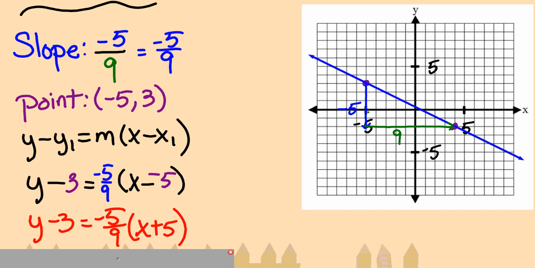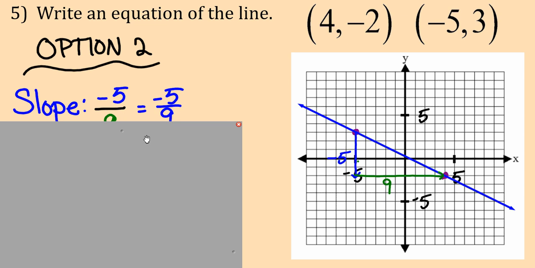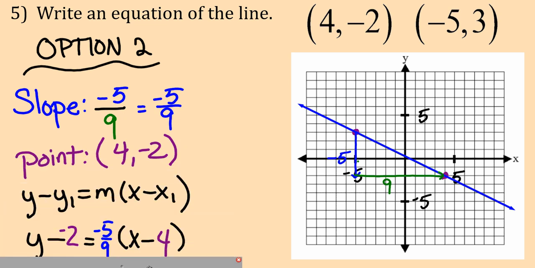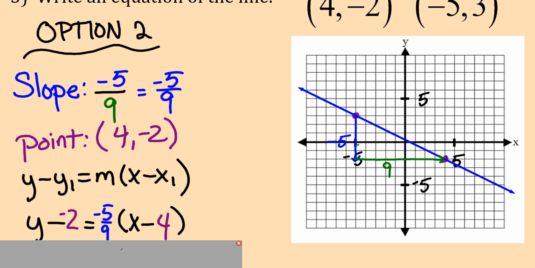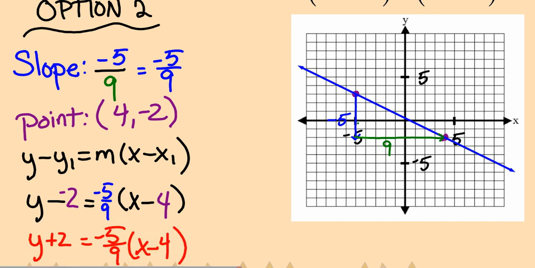Well, we also had another point given to us for the slope, which was at 4, negative 2. If we would like to use that to write the equation of our line, what would we get? Well, we would have y minus a negative 2 is equal to negative 5/9 times the quantity x minus 4. We have some simplifying to do on the left because subtracting a negative is like adding a positive. So this would be the correct format of our equation: y plus 2 is equal to negative 5/9 times the quantity x minus 4.